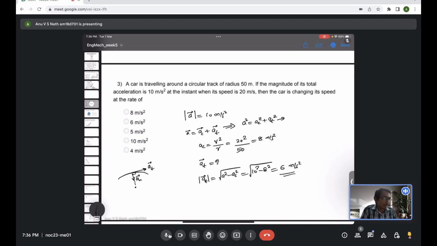So this is how the car is trying to change its velocity at this rate. Now because it's moving through a curved path, it will experience centrifugal effect also. So that is the extra 8 meter per second square. So the total effect is felt as 10 meter per second square. So that's why there can be a confusion, but I think that is clear.